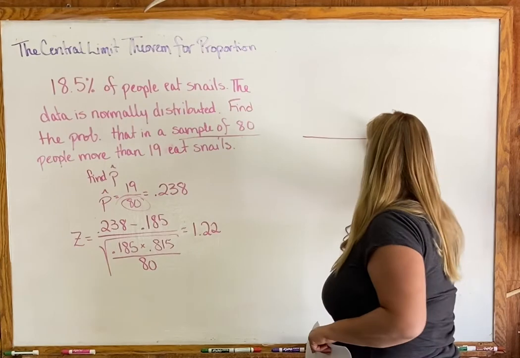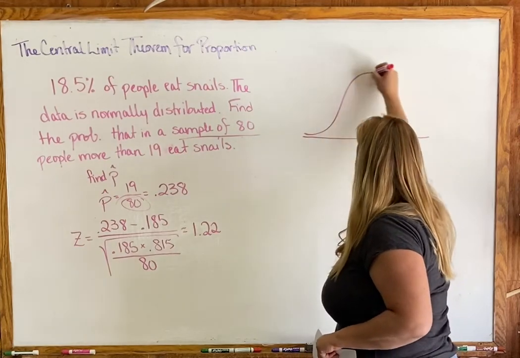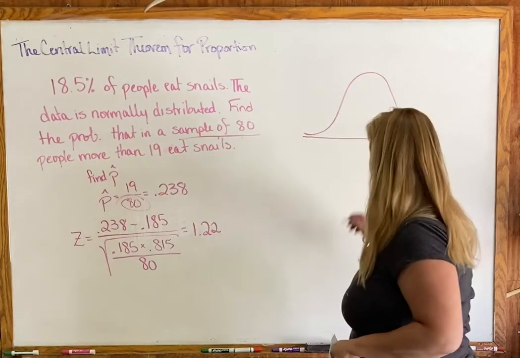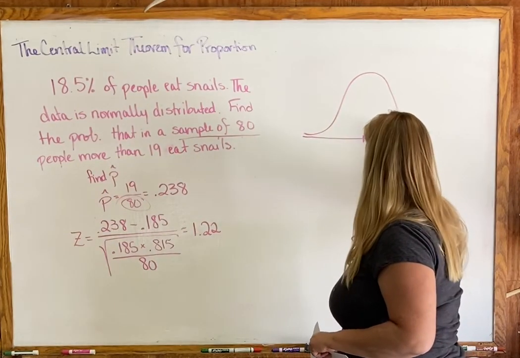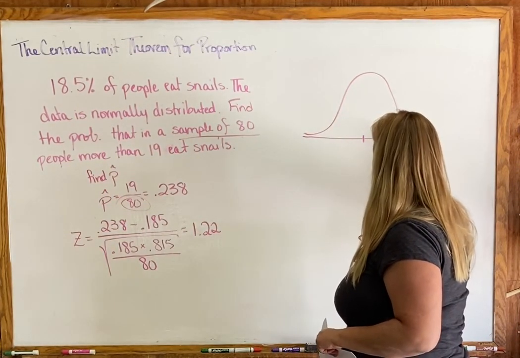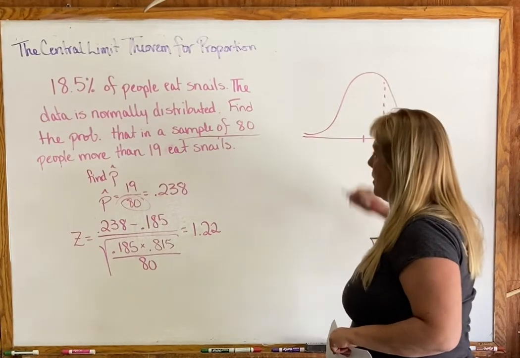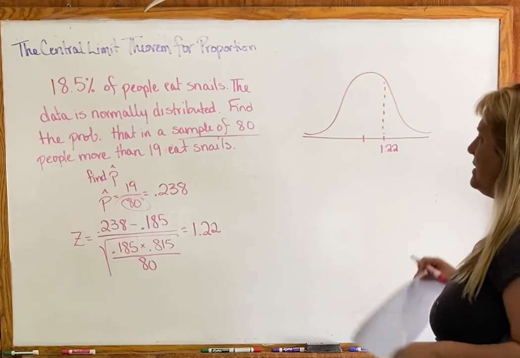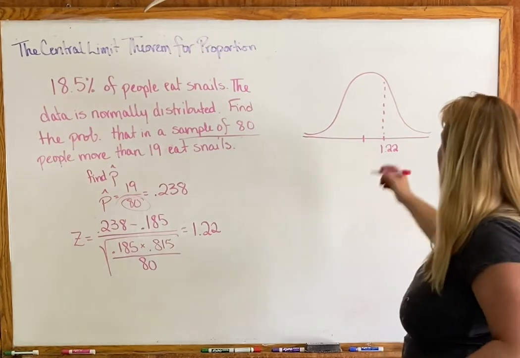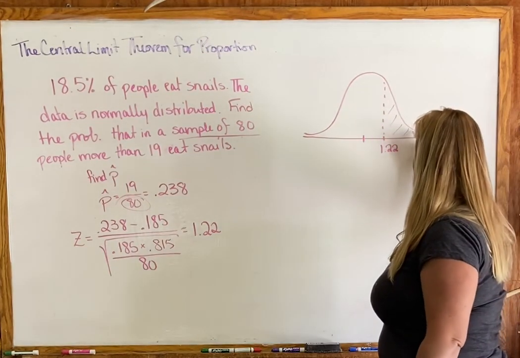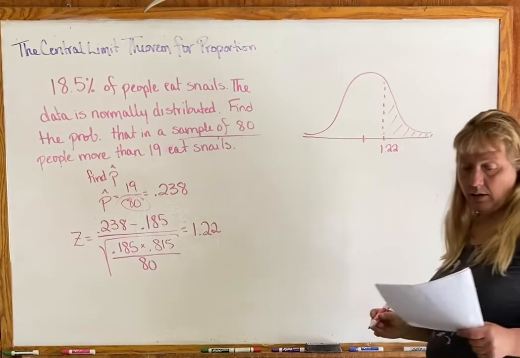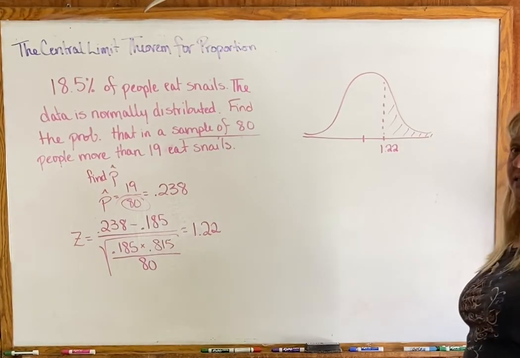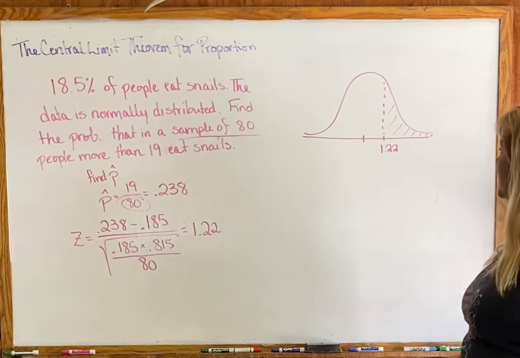So one more time, let's go to our graph, which we know it's okay to draw because it said normal in there. If here's the middle, a 1.22 is over here. Now be careful, we want that more than 19 eat snails. So this is a more than problem. So we're shading this way. And then we need to find that area, right? So back to our calculator with our normal CDF.